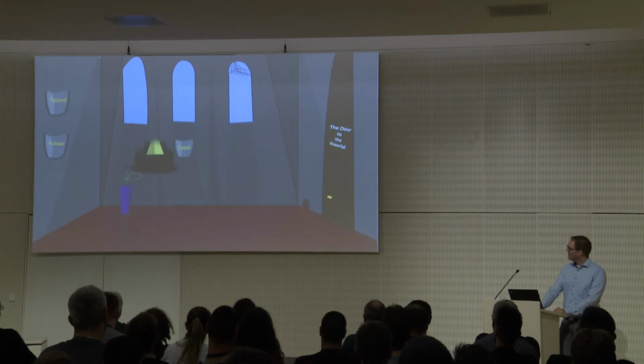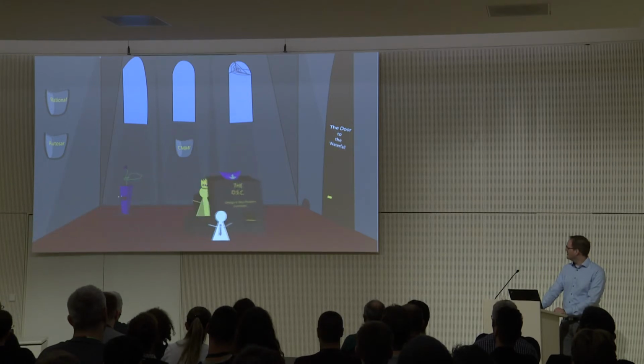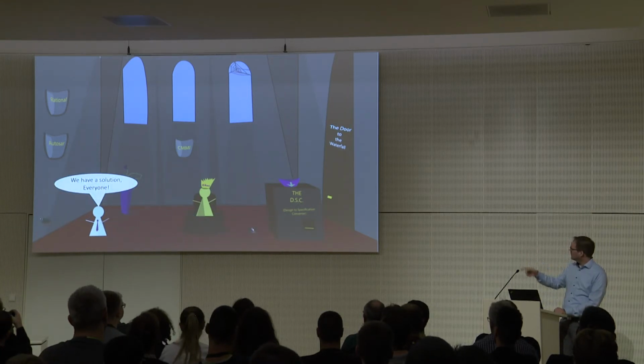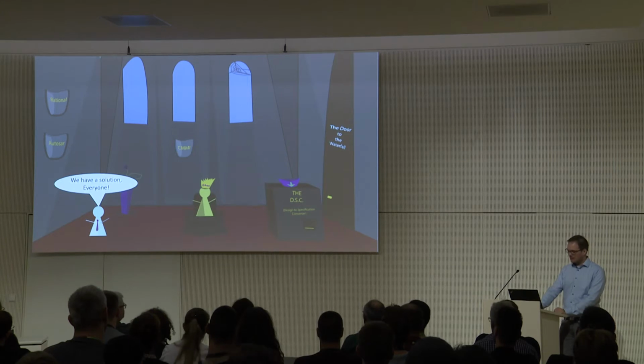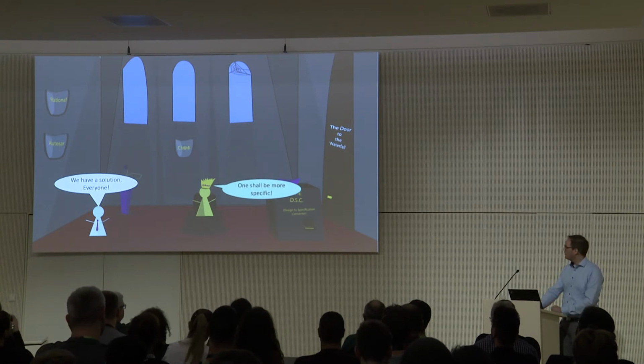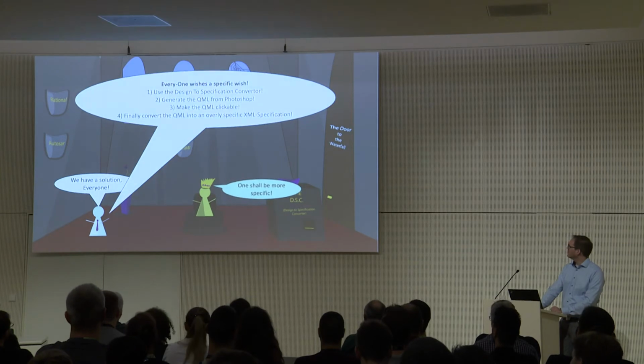So there is the king, and there is the DSC, a design to specification converter. How it works: you put 50 designers in it, and you speak your wish, and the specification comes out. And he told him, I have a solution, and the king, of course, asked him to be more specific, and then he explained it.